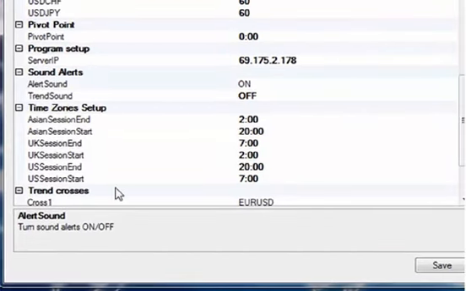As you can see here, we have set it by default. The US session starts at 7 a.m. and ends at 2000 hours. The UK session starts at 2 a.m.